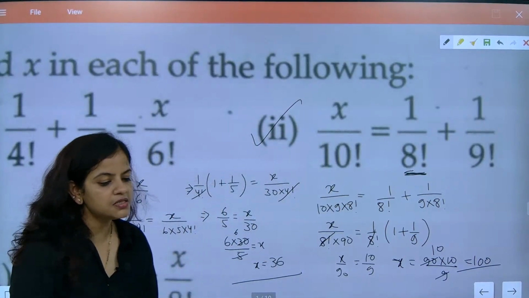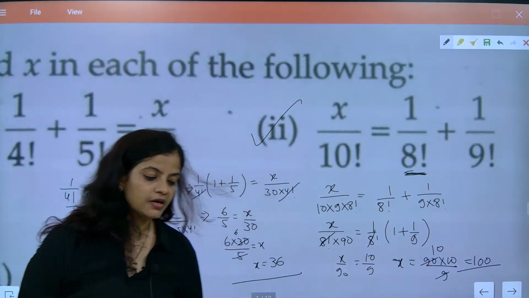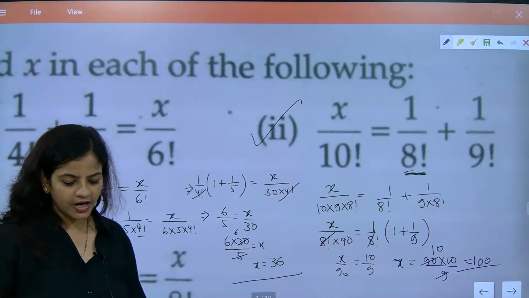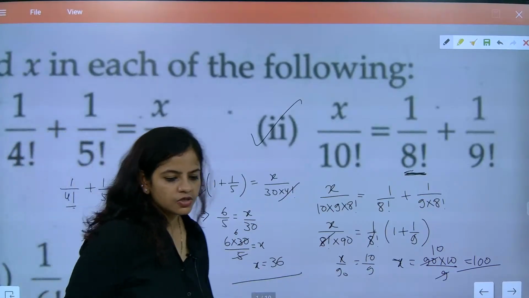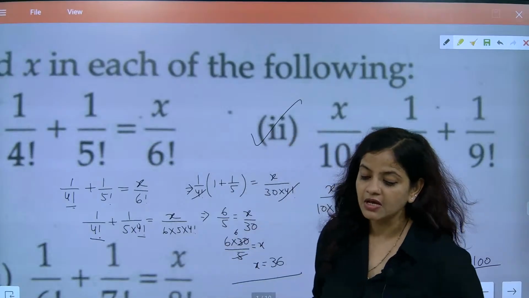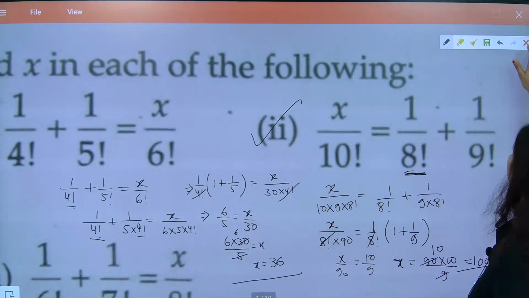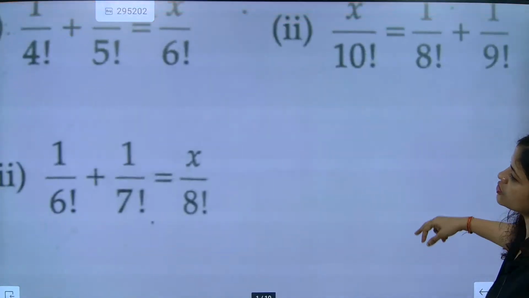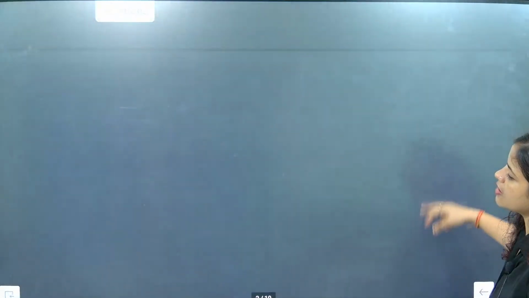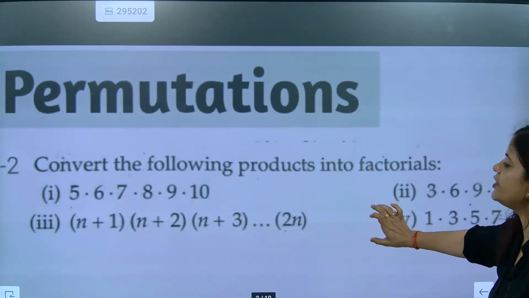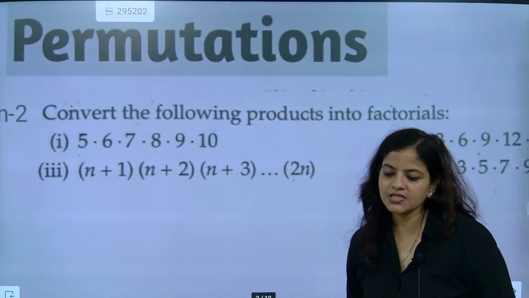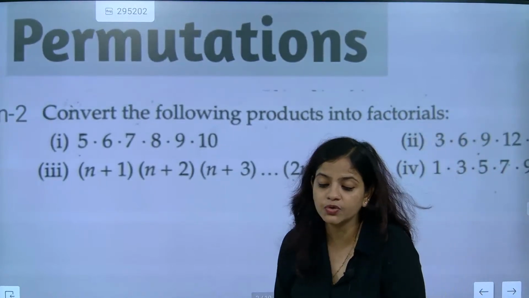Anyone got the answer? x is coming as 100. Okay, you got 100. So if these types of questions come, we will be able to solve them. I think you will be able to solve this question also. Come on, go for the next format question. Convert the format into factorial. When these questions come, you need to convert them into factorials.